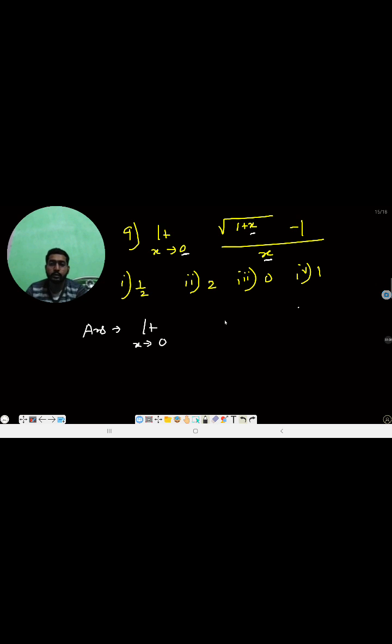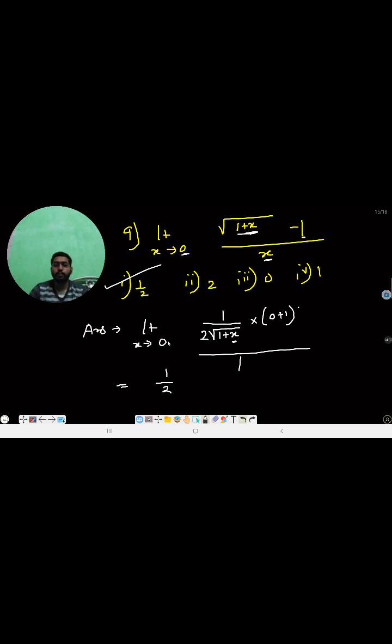What is the derivative of root over 1 plus x? Remember this one, the derivative of root under of x is 1 by 2 root x, because x to the power half and then the x to the power n formula. So the derivative of root under of 1 plus x will be 1 by 2 root over of 1 plus x into the derivative of 1 plus x. The derivative of 1 is 0 and the derivative of x is 1, and minus 1, we know the derivative of 1 is 0. And the derivative of the denominator x will be 1. Now if I put x equals to 0 here, that will be 2 root 1, so only 2, so that will be half. So the correct answer here is half.